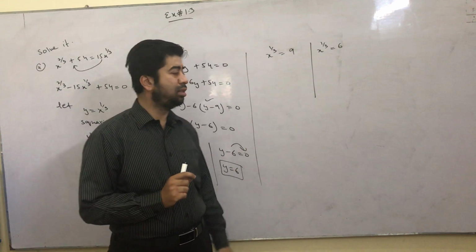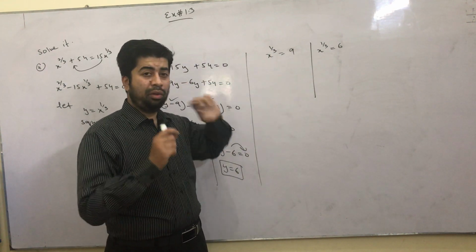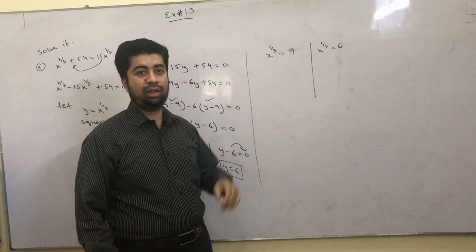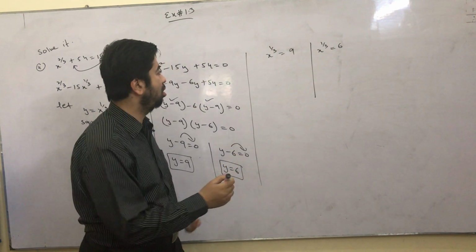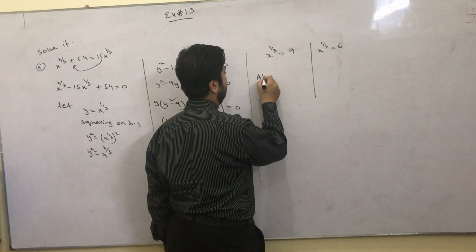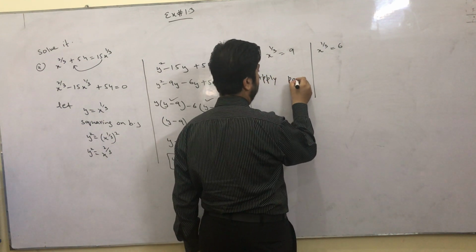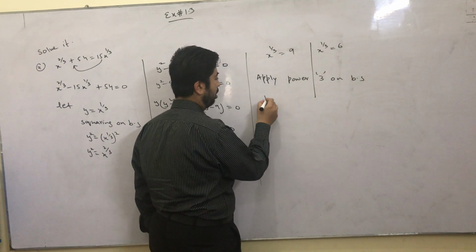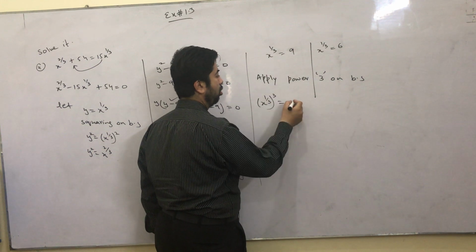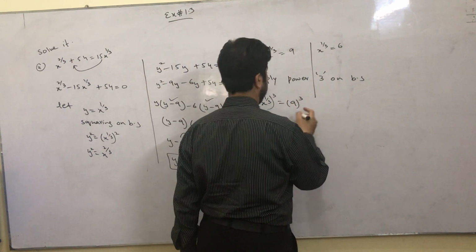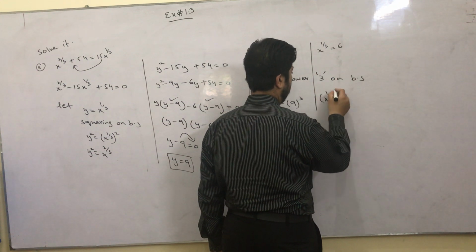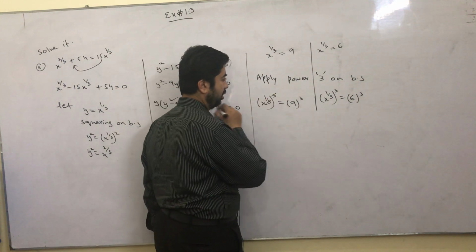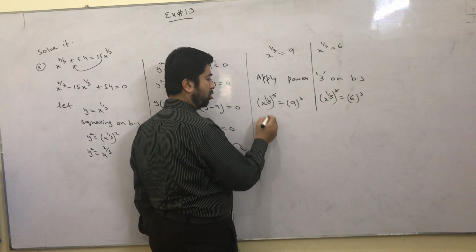To find the value of x, not x raised to the power 1 over 3, how can I abolish this 1 over 3? By applying the power 3 on both sides. Apply power 3 on both sides. Just apply power 3 in it. Also apply power 3 in it, and the same thing is here. Now what is going to happen? This 3 is going to cancel with this 3, and this 3 is going to cancel with this 3. So this is only x.